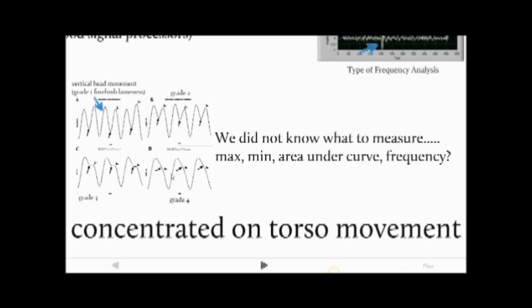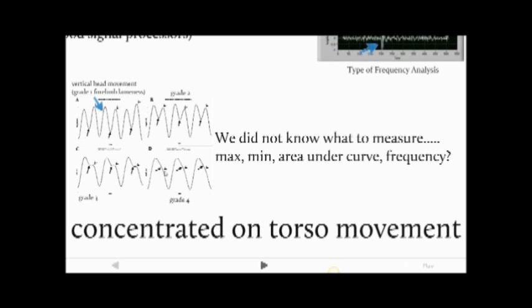So for instance, we didn't know if it was the maximum values. Should we look at the maximum values? Should we look at the minimum values? Should we look at the difference between the two, which is sort of the range of movement? Should we look at the area underneath the curve? Or should we look at the frequency of the signals? Obviously, the frequency of this signal is different than the frequency of this signal.